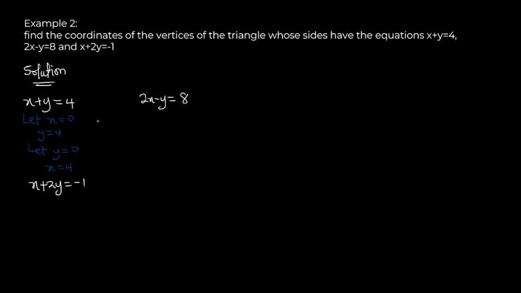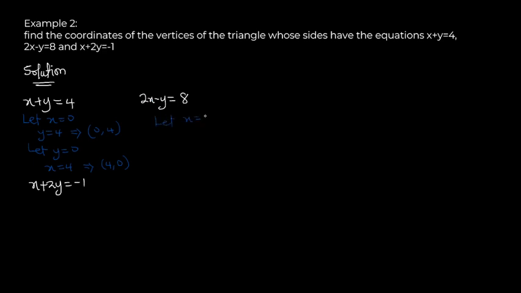So for this one, the coordinate or the point we have over here will be x is 0, y is 4, or if we say let y is equal to 0, we will have x to be 4, y to be 0. So these are the points we are going to plot. Now for the second equation, that is 2x minus y is equal to 8, we do the same thing.